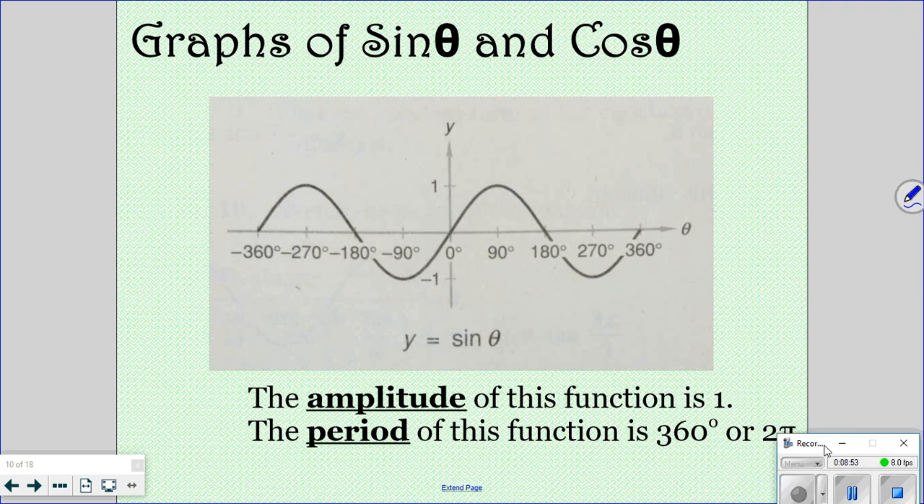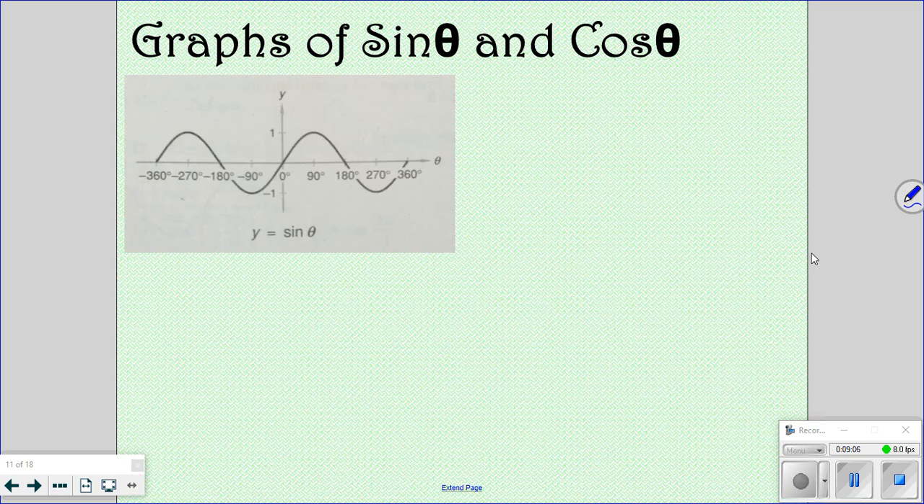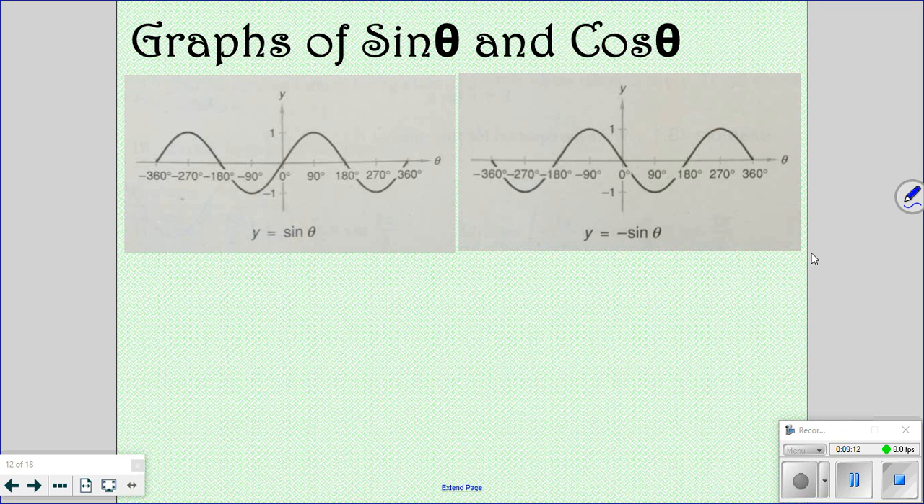You can start anywhere for your period. I could have started here, and then if I went down and up, and I stop here, that's a total of 360 degrees. So this is a graph of sine. You just graphed it a few minutes ago. This is the graph of negative sine. If you want to graph it, you can. You don't have to. But the only difference is sine is going up through the center. Negative sine is going down through the center.